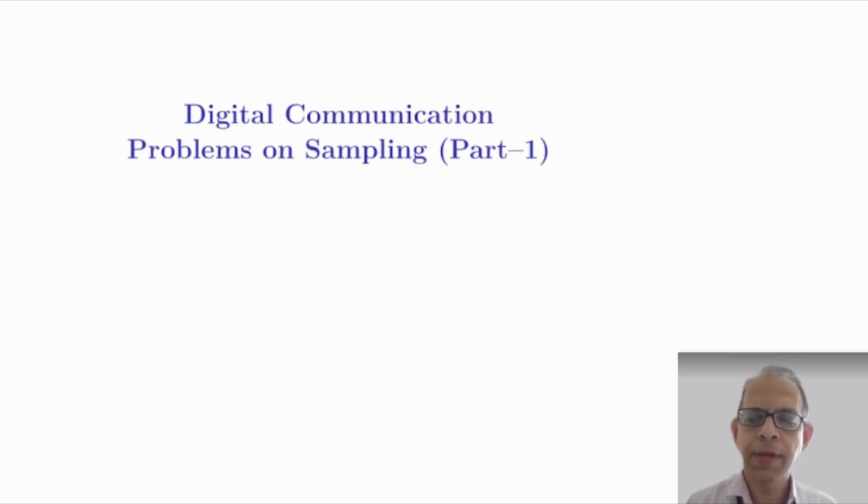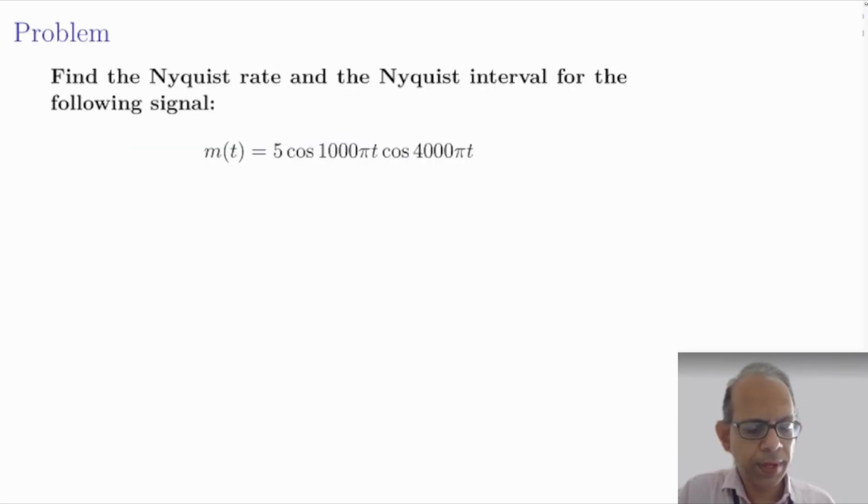Hello friends, let's solve some simple problems on determining the Nyquist rate and the corresponding Nyquist interval based on the sampling theorem. The first problem is: find the Nyquist rate and the Nyquist interval for the signal m(t) = 5 cos 1000 pi t cos 4000 pi t.